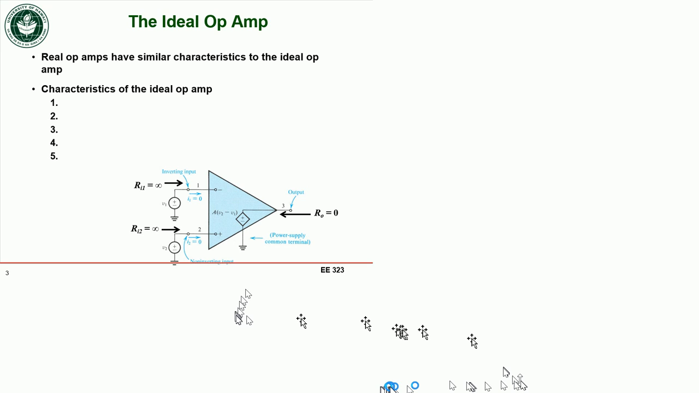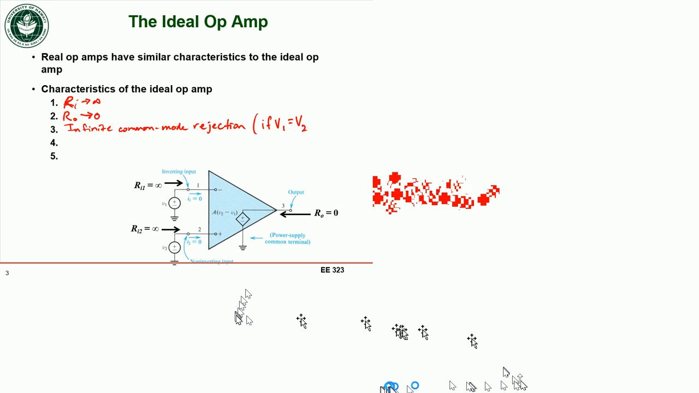For now, let's continue talking about op amps. We went over the ideal op amp, and we went over the characteristics. One of them is that the input resistance into any of these input terminals is infinite, any of the two input terminals. The resistance looking in to the output terminal is zero. There is infinite common mode rejection, which is just a fancy way of saying that if the voltages at the two inputs are equal to one another, then the output voltage is going to be equal to zero.